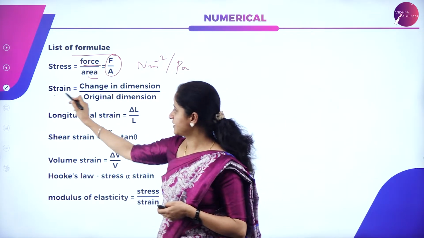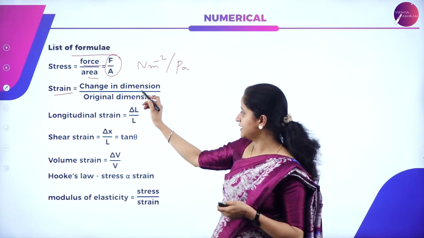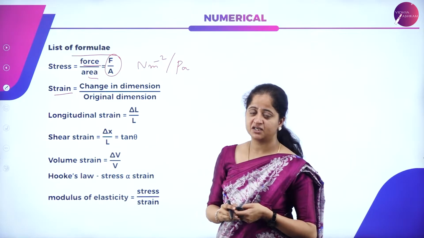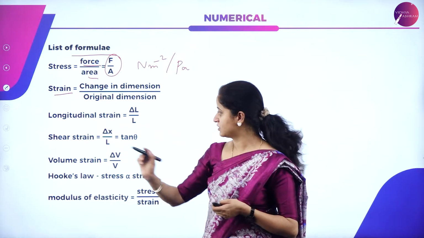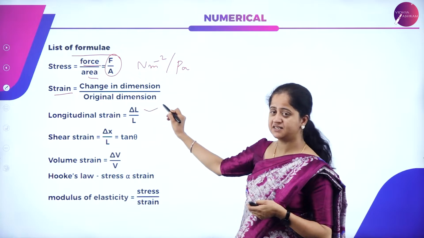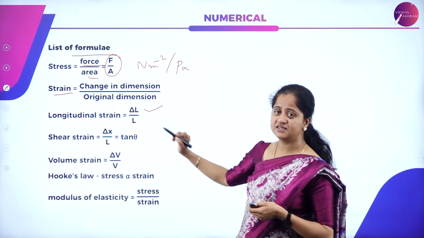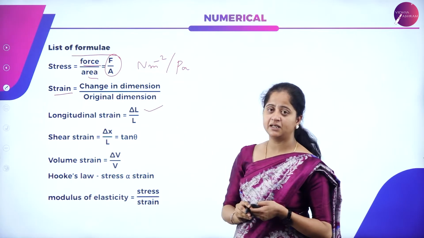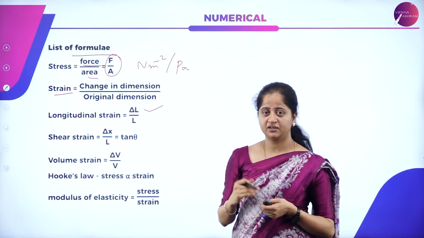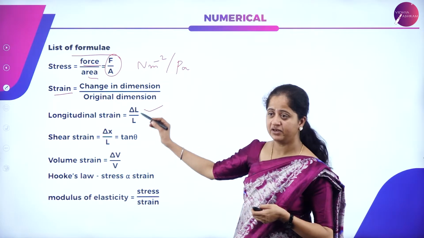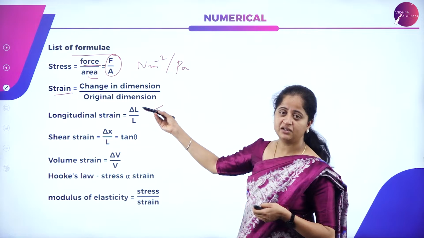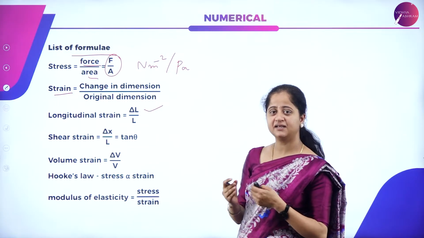Next, strain. Strain is nothing but change in dimension to original dimension. There are three types of strain. One is longitudinal strain, where we can say that change in length divided by original length, that is given by delta L by L. Strain has no unit, no dimension, because we have the same dimension both in numerator and denominator, and hence they cancel out.